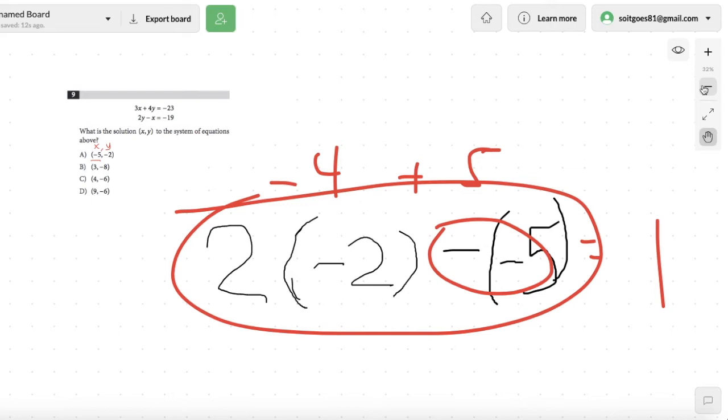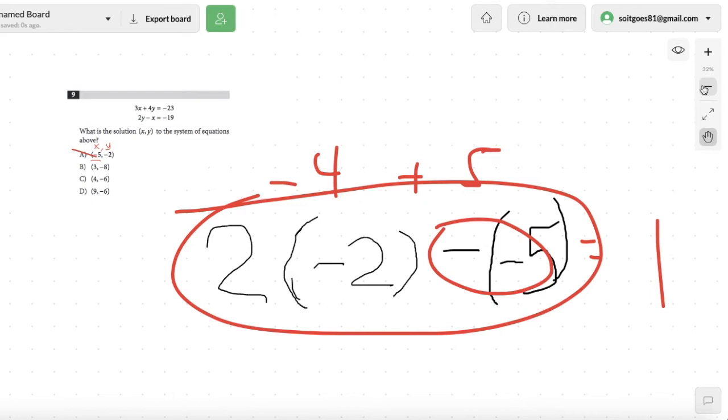Yes. Like, you can solve for what it is, or you can just say, is that going to give me negative 19? And there's no way that's going to give me a negative 19. Just in case you're iffy about the arithmetic. Does that make sense? Okay. So we can eliminate answer choice A. It's definitely not A. What about B?